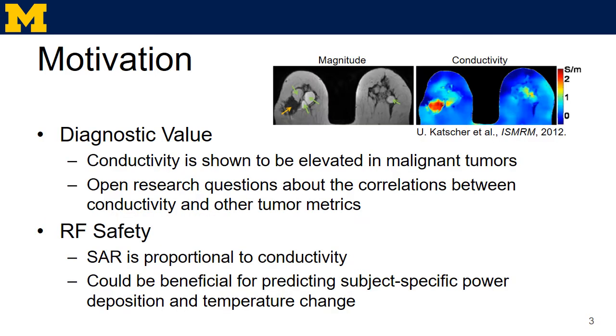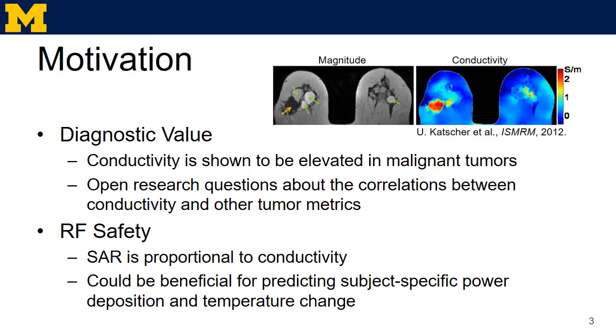There are two major applications for measuring conductivity in vivo. The first is its diagnostic value. There's been quite a bit of work in recent years showing that conductivity is elevated in malignant tumors, but there are plenty of open research questions about the correlations between conductivity and other metrics we might use to describe tumors.